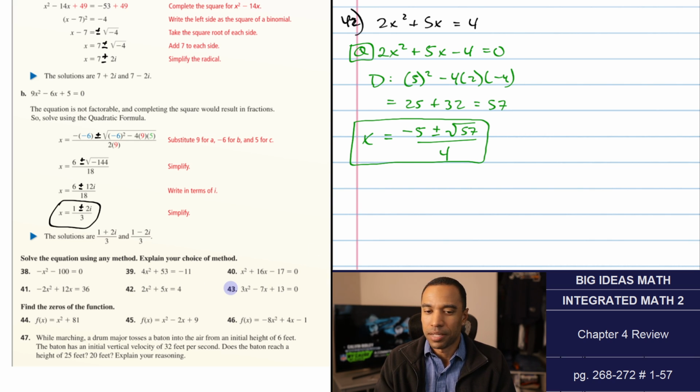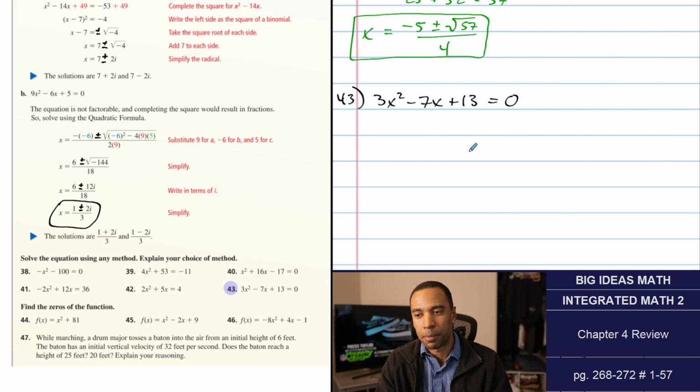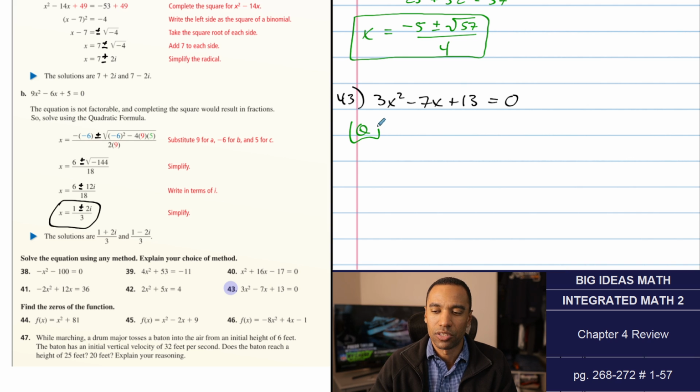Number 43, I have 3x squared minus 7x plus 13 equals 0. Once again, I'm seeking factorization. I don't think you're going to get it. 13 being a prime number times 3, negative, no. The quadratic formula is really your only go-to. One more time here. Let's do it.